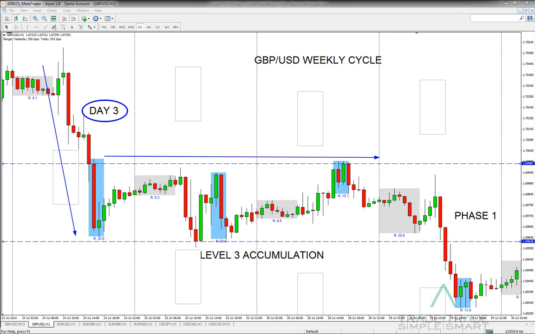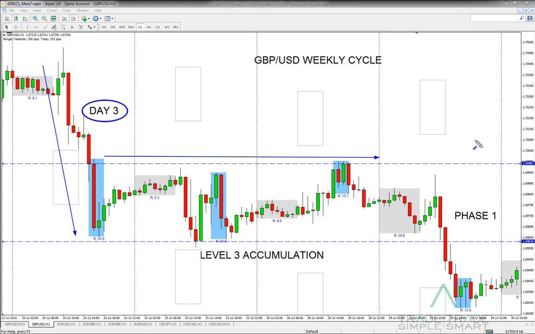Now, the first phase is going to come out of level 3. Okay, because we know that the smart money cycle goes from phase 1, phase 2, phase 3, and then back to phase 1. So how do we know when level 3 accumulation is over and the first phase of the new trend or continuation is underway? Well, we're going to be looking for a break of the range.